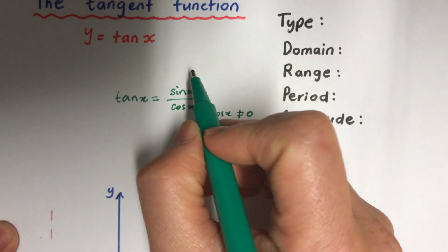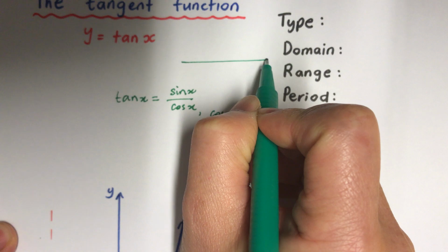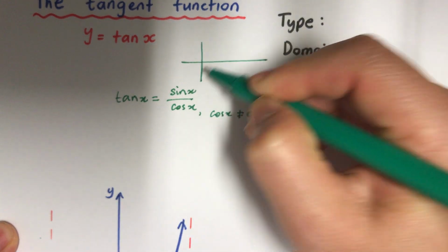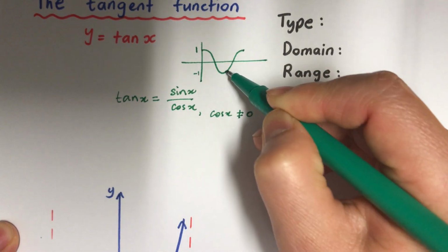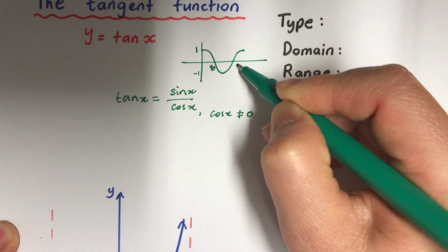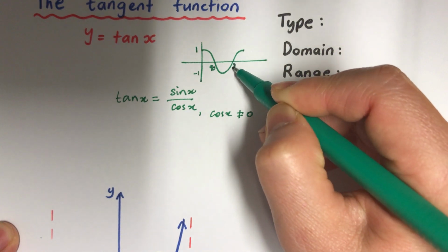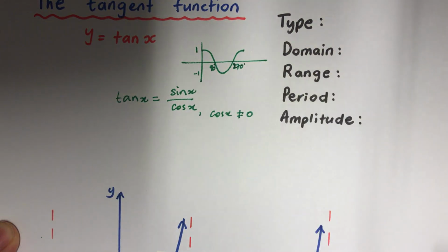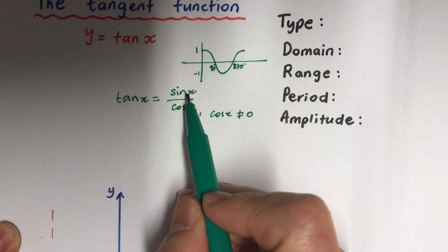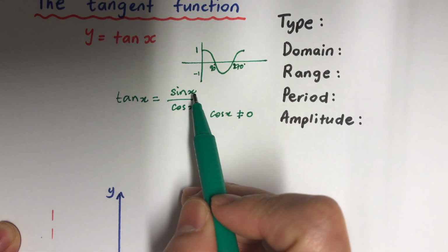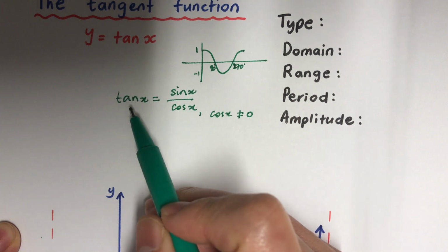So if I sketch the cos graph here, roughly, that's 1, that's minus 1, that's 90 degrees, that's 270. So when it's 90 degrees and 270 degrees, which is pi over 2 and 3 pi over 2, you will have asymptotes. And also when sine x equals 0, the whole tan thing will be 0.